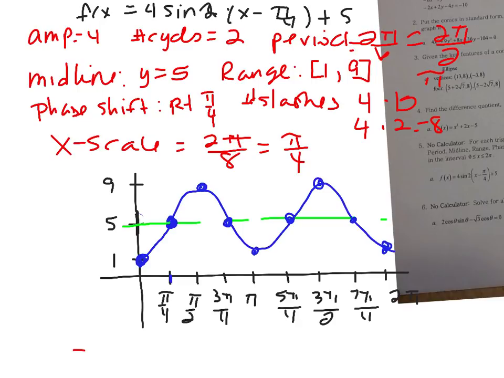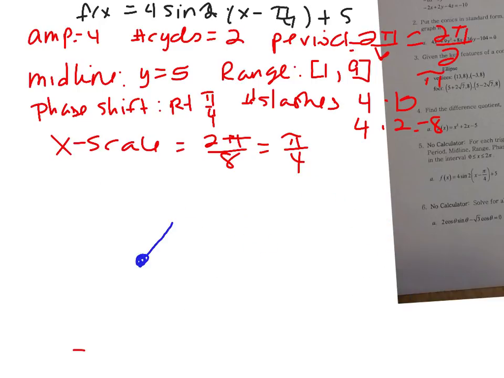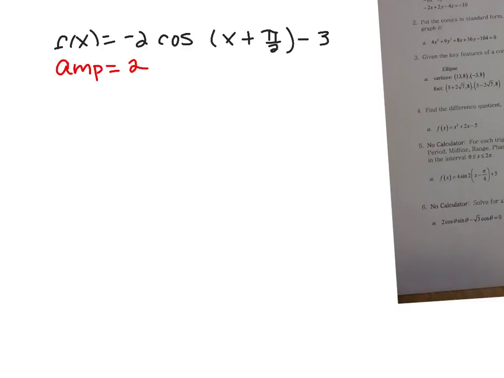All right, so let's take a look at B. All right, so B is f of x is equal to negative 2 cosine x plus pi over 2 minus 3. All right, amplitude equals positive 2. Remember, it's absolute value. Number of cycles is equal to 1. Period, 2 pi over b. B is 1, so it's 2 pi.